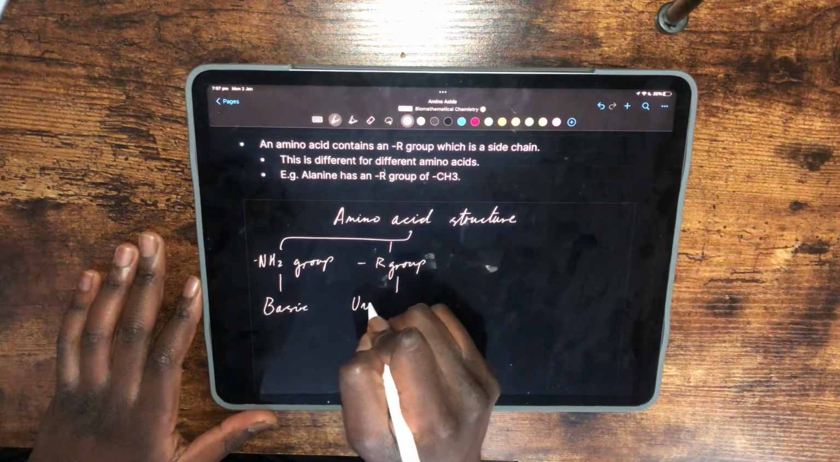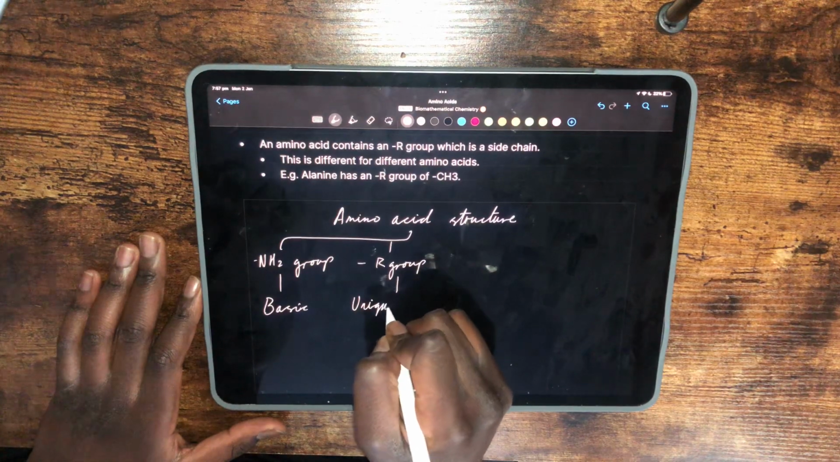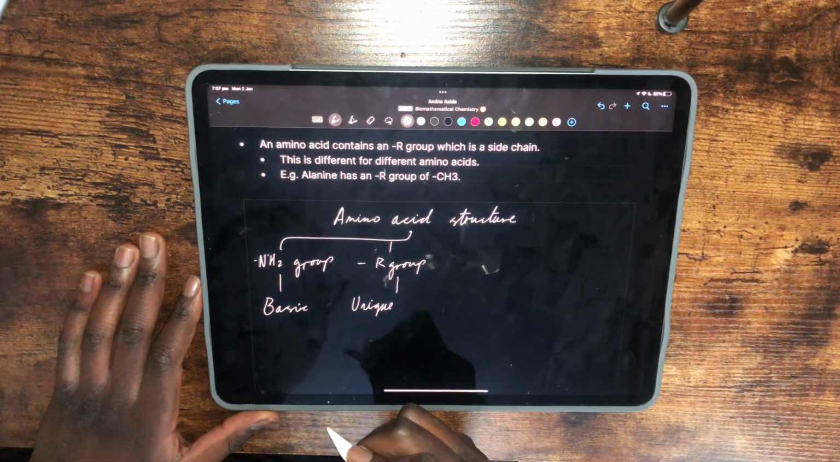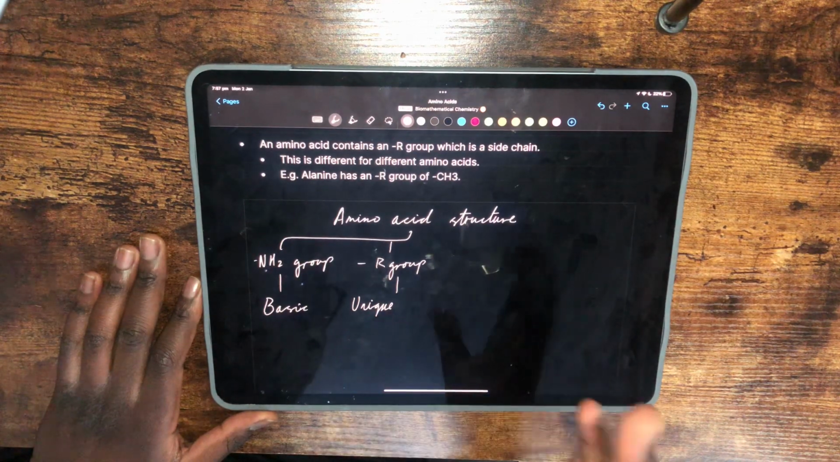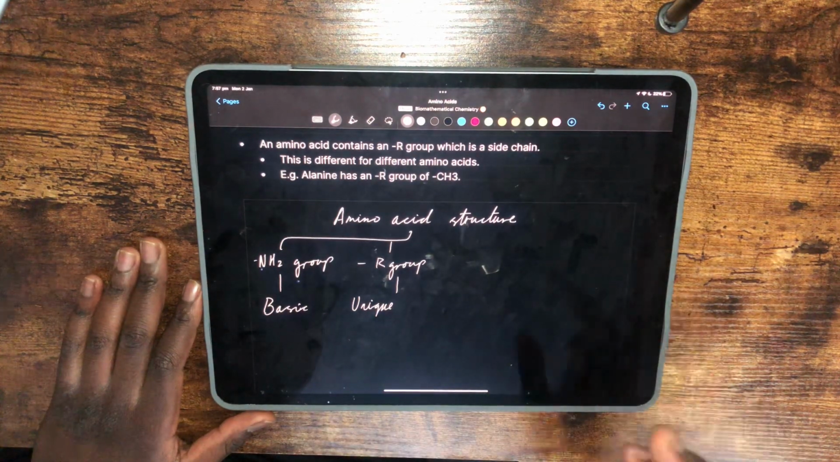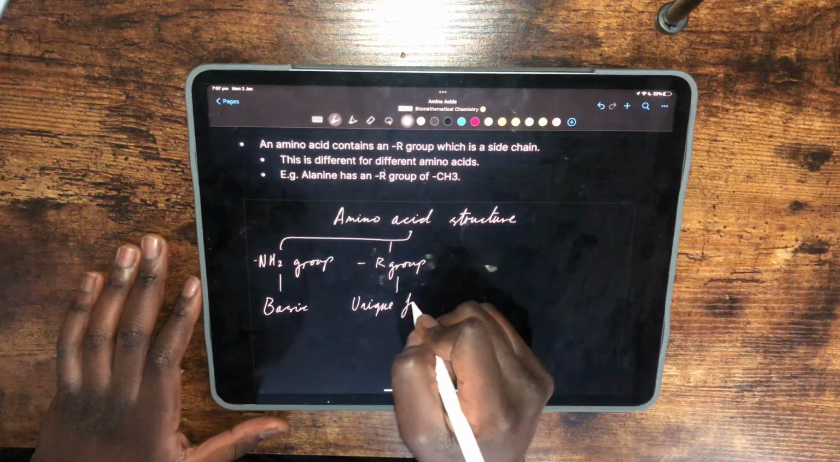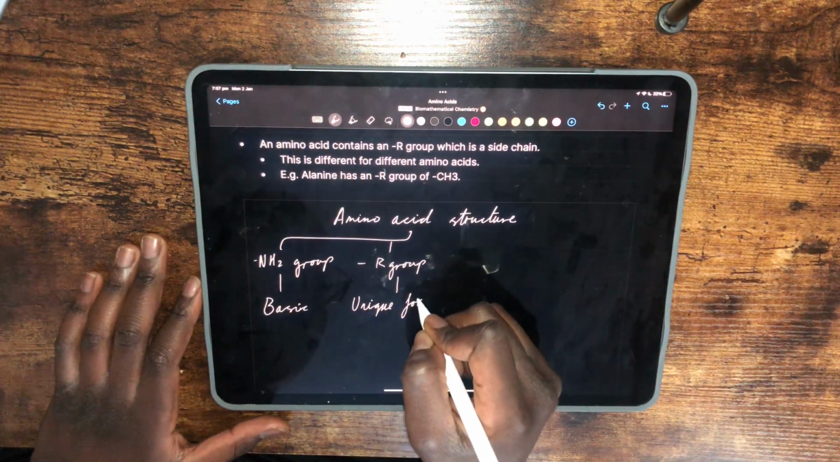Knowing that different R groups have a unique property in terms of basicity or acidity determines how strongly attracted they are. It makes it easier for us to determine which type of amino acid we have, and that is how we mostly identify amino acids. So it is unique for different amino acids.